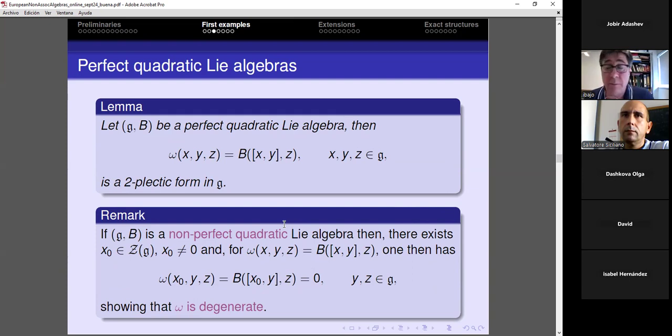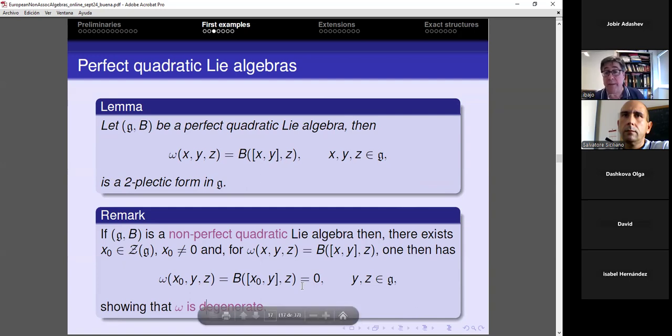Okay, next. All right, what happens in these Lie algebras? In these Lie algebras, we can do the same construction as for the semisimple cases. So if we construct the two-plectic form given by B of x, bracket of y, z, then we get a two-plectic form. The main problem is that when we work with non-perfect quadratic Lie algebras, we cannot use this. And we cannot use this because in a non-perfect case, we always have a non-trivial center. And when one has a non-trivial center, then one obviously has that this is 0. So the condition of non-degeneracy is not satisfied. So it doesn't work.